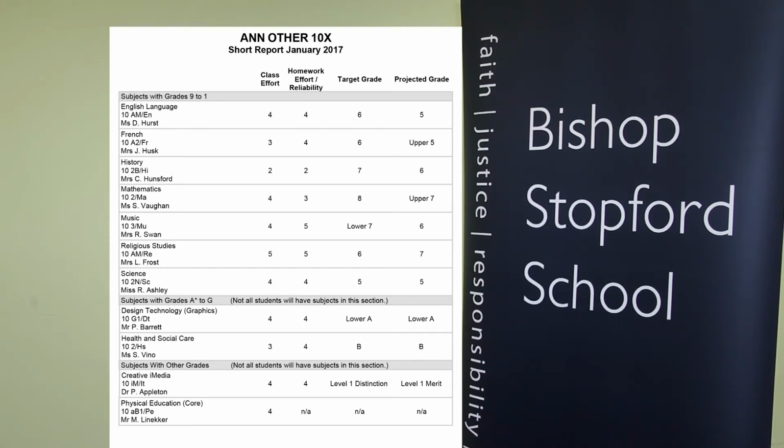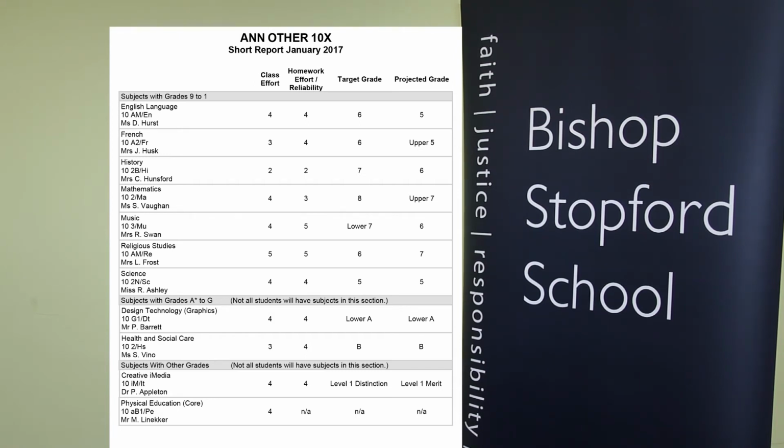3 of those columns, the 2 effort columns and the projected grade column, are about current performance, and of course the target grade is for the end of the course. For us, the first 2 columns, class effort and homework effort, are equally important in Key Stage 4 as they were in Key Stage 3.